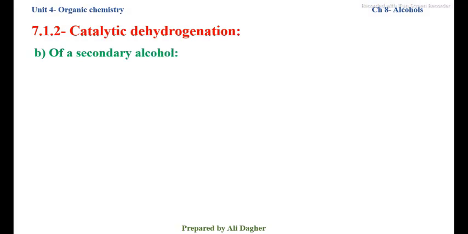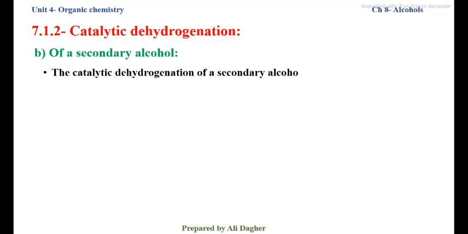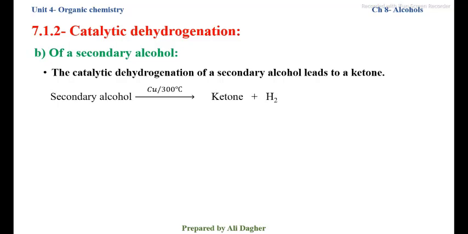B, of a secondary alcohol. The catalytic dehydrogenation of a secondary alcohol leads to ketone. Secondary alcohol heated to 300 degrees in presence of Cu give ketone plus H2. In general, RCHOH R prime, then H from the carbon and H from oxygen are eliminated as H2, and a C double bond O carbonyl group is formed. Then we obtain a ketone RC double bond OR prime plus H2.